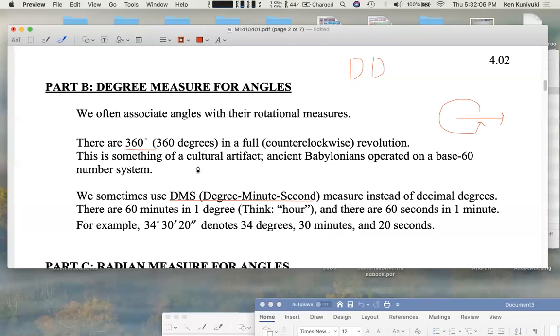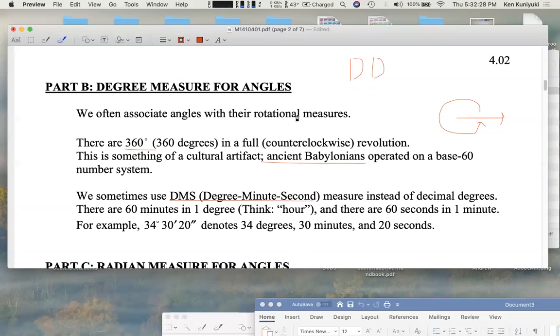Now, this is something of a cultural artifact. The reason why it's 360 is that the ancient Babylonians loved operating on a base 60 number system. Many people say that this is related to the fact that there are about 360 days in the year. There's some controversy about that, but some people think it's related to the calendar.